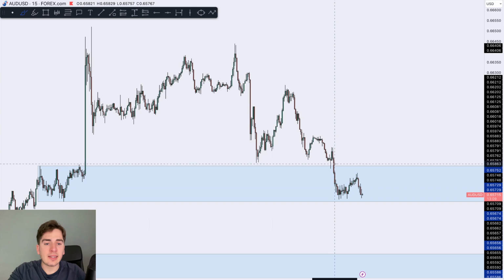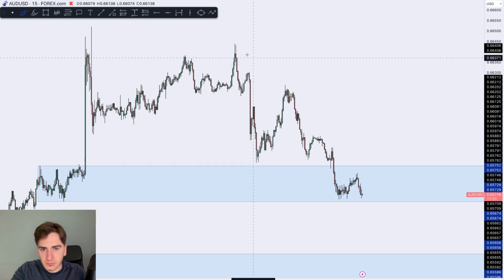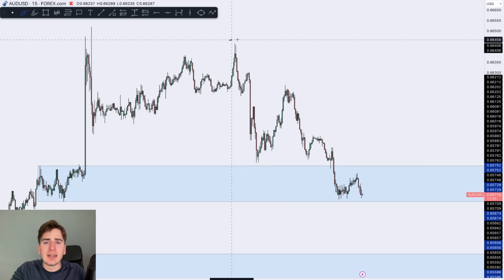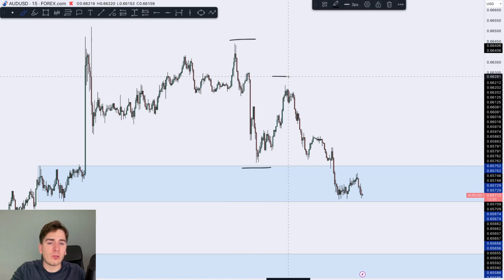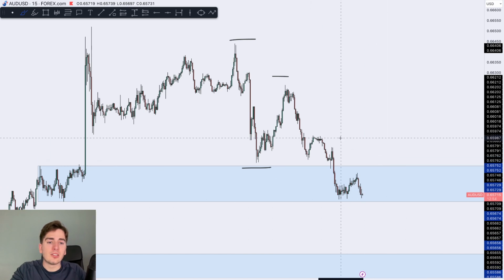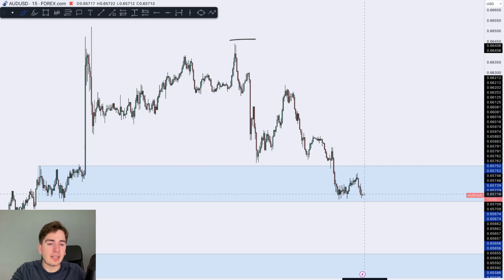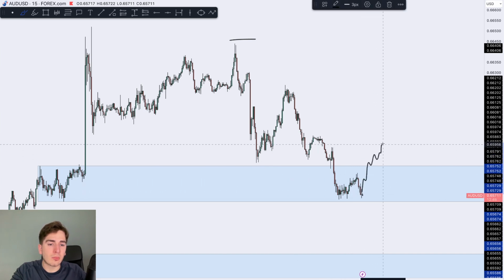So what happened is that last night we tapped in towards demand, but then again, how do we validate an area of demand? We validate it by seeing a shift in the overall market structure. And as we can see, lower high, lower low, lower high, lower low. So nothing really going on over here.